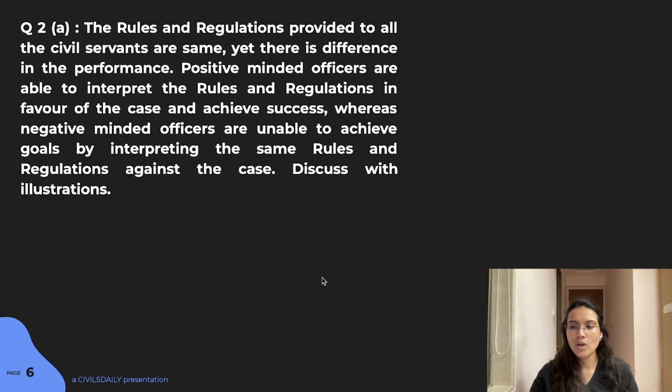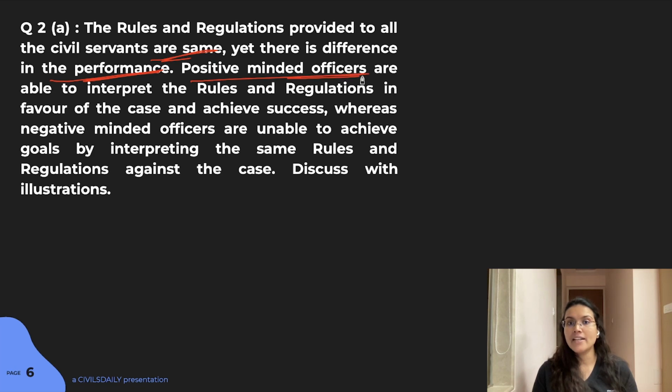Next we're going to look at the 2A question. Again, we've got a lot of rules and regulations that we have to talk about in this particular paper. But if you catch in this particular question, this is not exactly about rules and regulations. So the question is, the rules and regulations provided to all the civil servants are the same, yet there's a difference in the performance, right? So they're saying that every civil servant has the same set of rules, regulations, code of conduct, all those things, yet the performance of every civil servant is different.